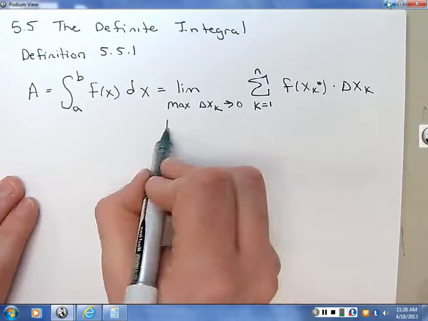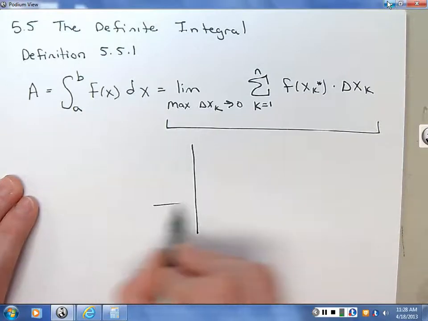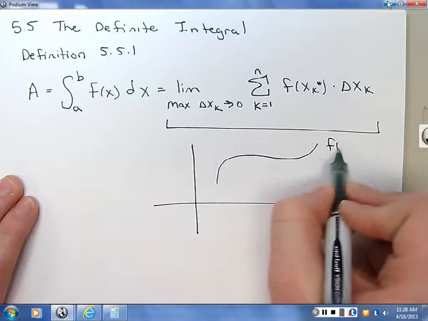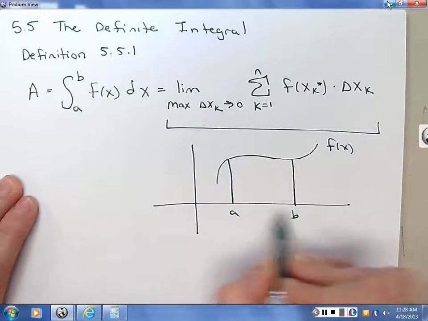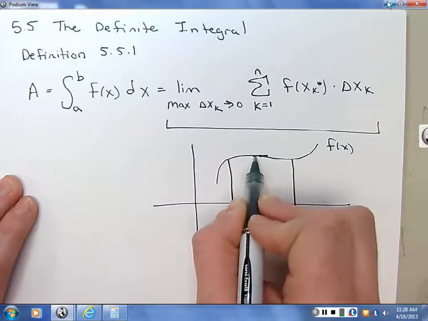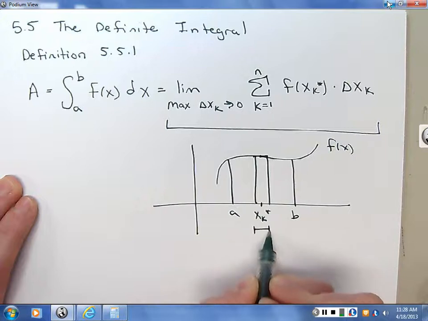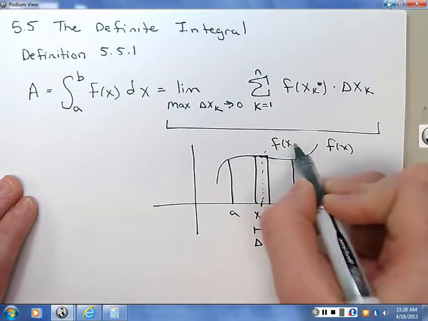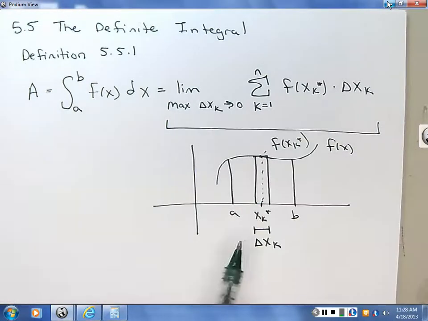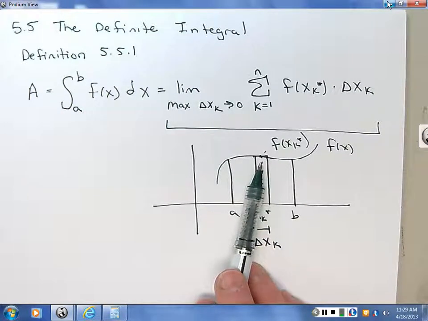So what this picture means, if I have a graph of some function, and I want to integrate it from a to b, then there's some rectangle in here. This is xk star. The thickness of this rectangle is delta xk. The height of this rectangle is f of xk star, right? If I plug in xk star to my function, I get the height. Either a left endpoint or a right point or a midpoint, it doesn't matter here.